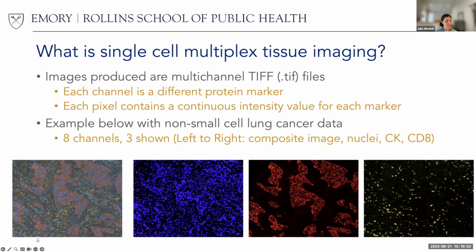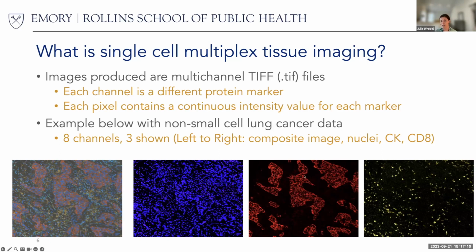So this image on the left is actually the composite image. This is what the image looks like when all 8 channels are stacked together. But each of these 3 are different channels. So this blue here is the nucleus channel. This is called DAPI. It marks where nuclei are in the image. So each of these little dots is a cell nucleus.